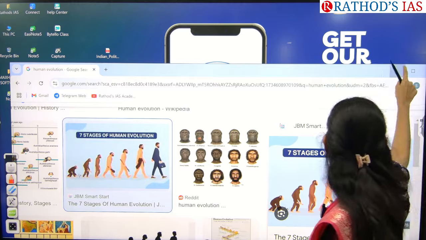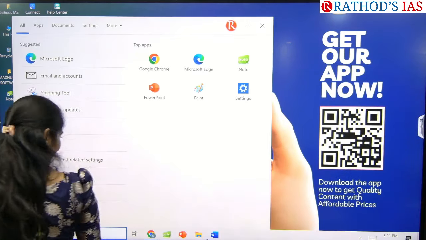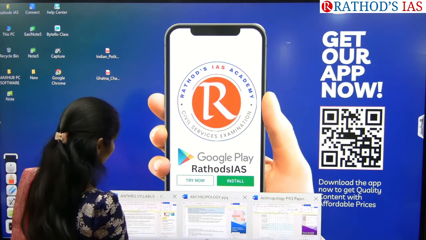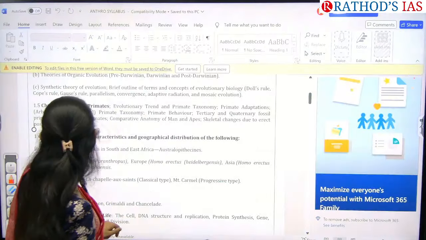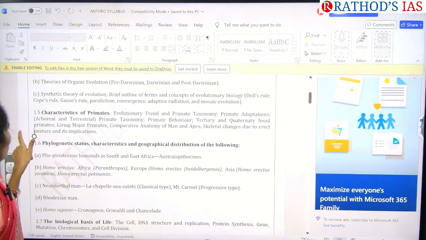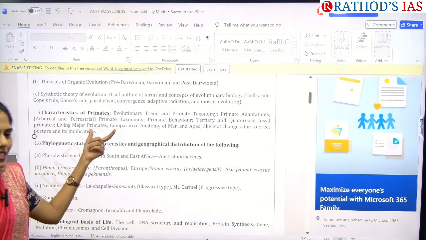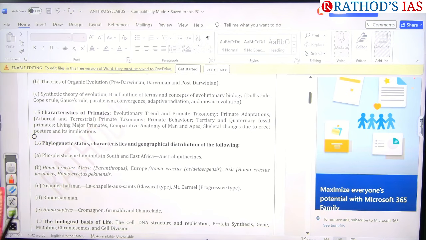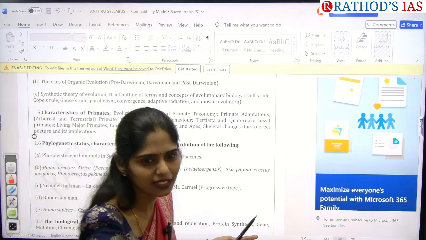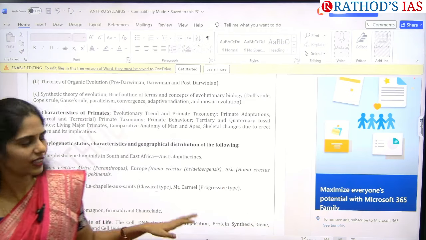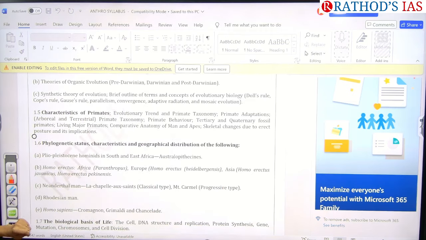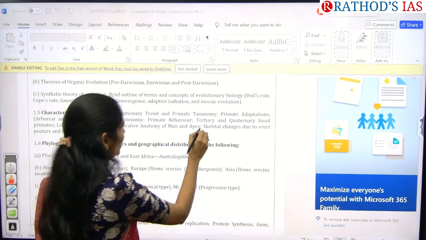Okay. And what is the next topic there? Read it out, someone. Okay, taxonomy is nothing but where humans are placed in the scientific naming and everything. That will be a small topic. And the next one is tertiary and quaternary fossil primates. See this, it is very important.